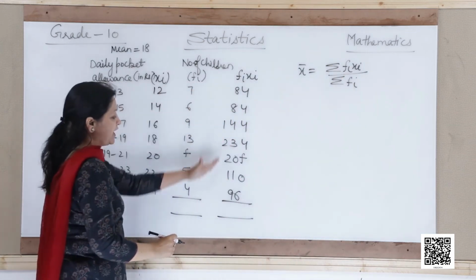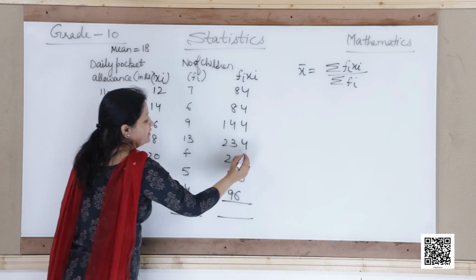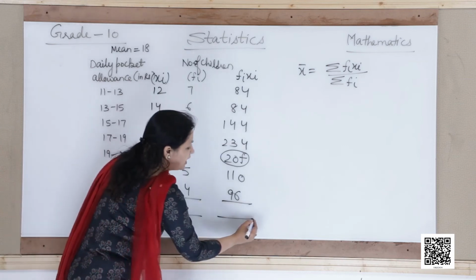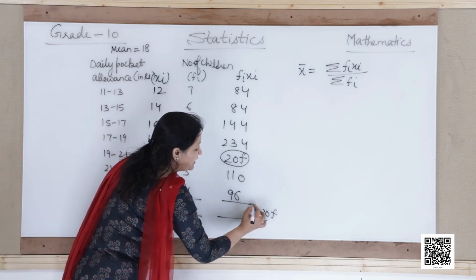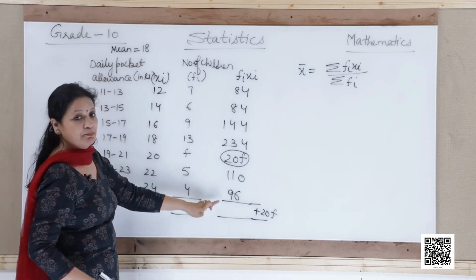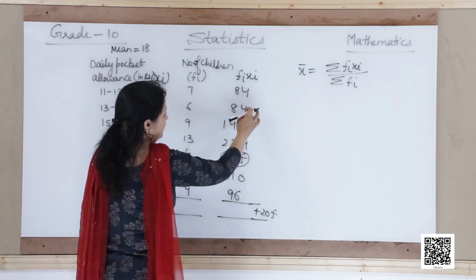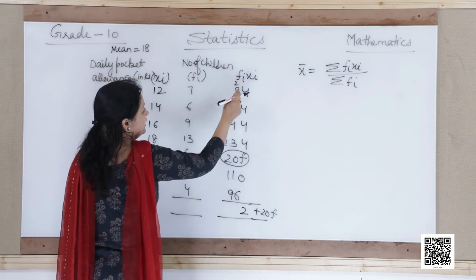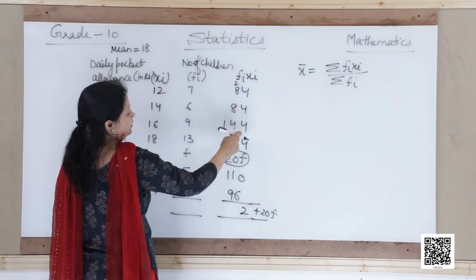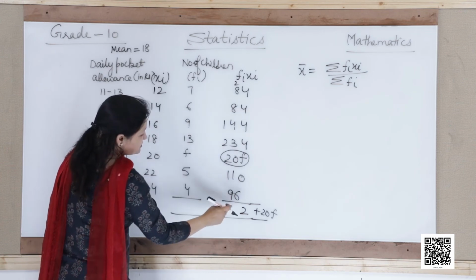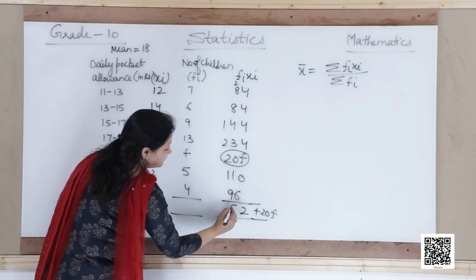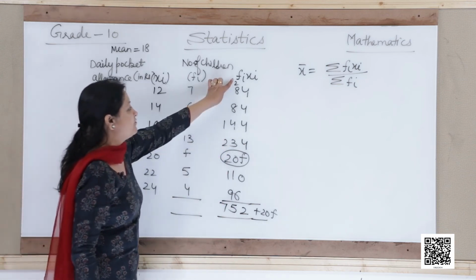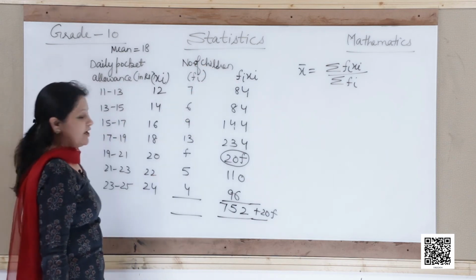It means I have to add all the numbers, but you can see that in this we have got 20F, so we can't add this with all these numbers. I'll write it down separately, plus 20F. Now I will add the remaining numbers: 4, 8, 12, 16 and 6, 22, 8 and 8, 16, 20, 23, 25, 26 and 26 plus 9 is 35. So 752 plus 20F I have got as sigma Fi Xi.